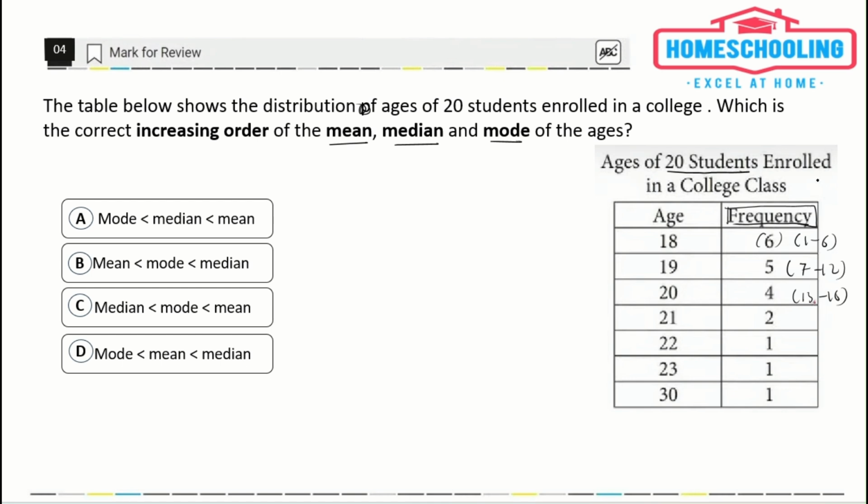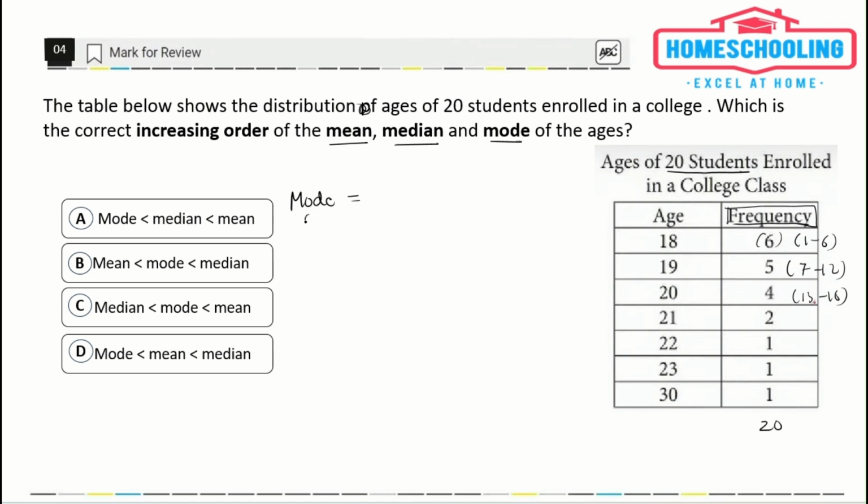The sum of total frequency, if we add them up, is equal to 20, which is the number of students. So first we're going to find the mode. Mode means most often. As we can see, 6 students have age 18 and 5 students have age 19. So age 18 has the highest frequency, that is 6.